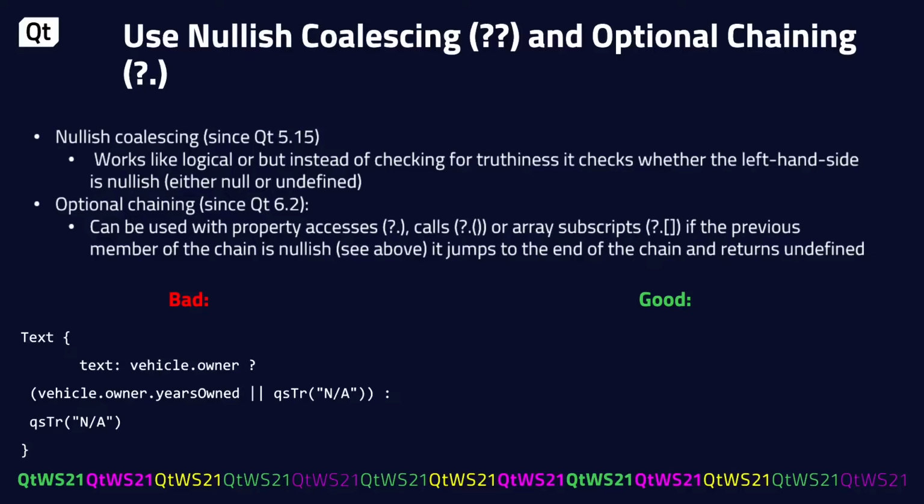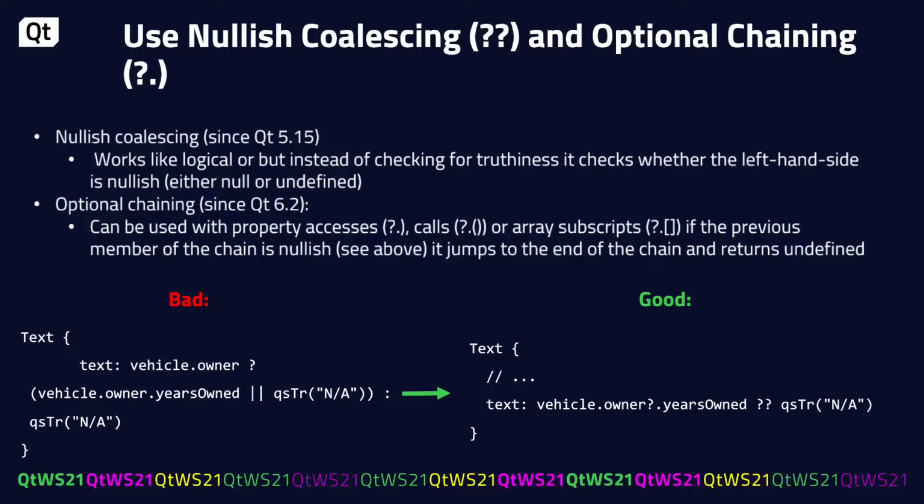This has several issues. One of the more obvious ones is that we duplicate this translatable non-applicable string here, which is kind of annoying. And another more subtle issue is that you might have yearsOwned be 0 because it's an integer and maybe the car has just been bought. So this is an edge case which isn't immediately visible if you use OR like this. So let's now talk about how you can more easily write this using Nullish Coalescing and optional chaining.